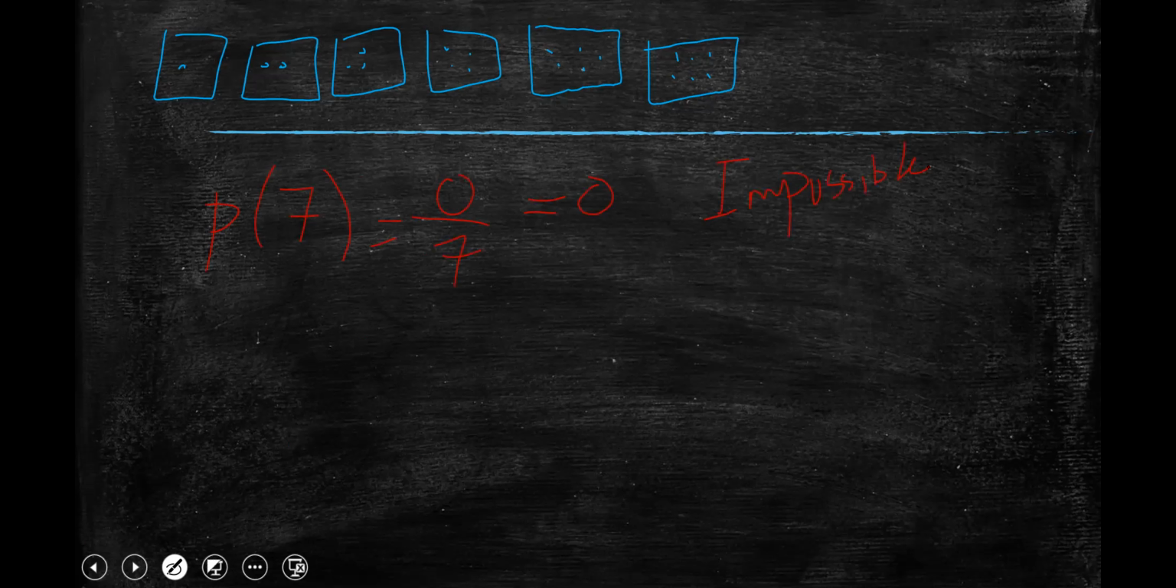Now, what is the probability of getting a natural number? Any natural number over 6. How many natural numbers here? 6. So I have 6 over 6 possible outcomes, which is 1. This type of probability, I will call it certain probability.